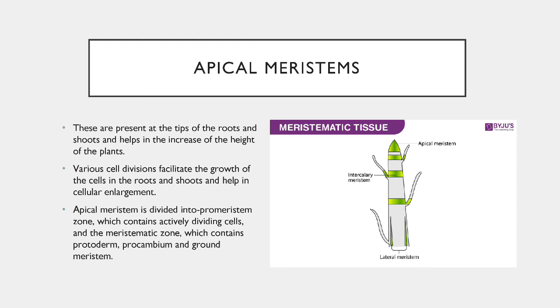Apical meristem is divided into the promeristem zone, which contains actively dividing cells, and the meristematic zone, which contains protoderm, procambium, and ground meristem, which will be discussed later.